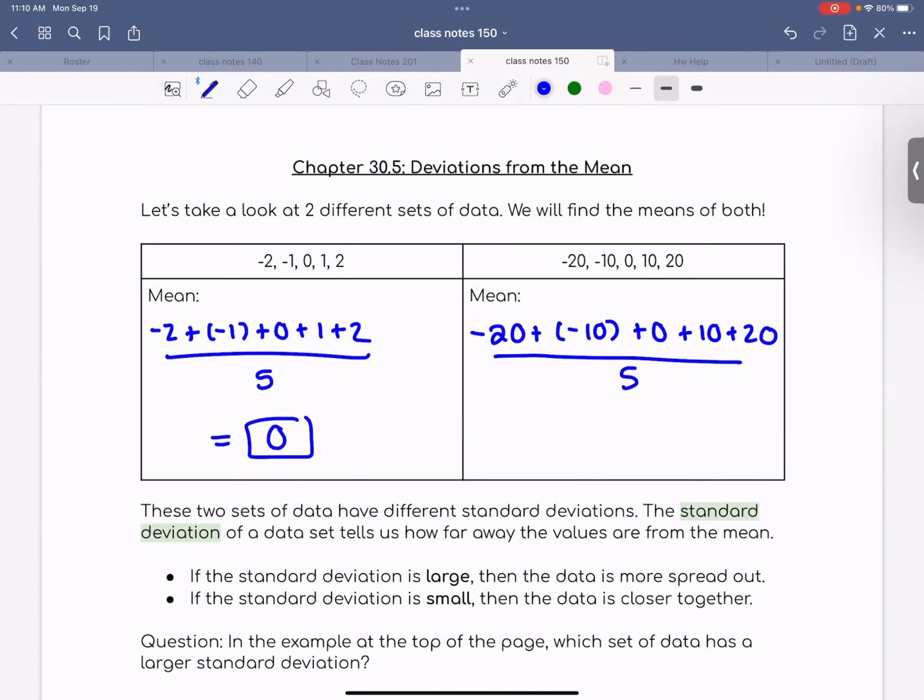Like they kind of cancel each other out in both cases, right? The -2 and the 2 cancel each other out, and the -10 and the 10 cancel each other out. So the means are actually the same for these two sets of data. The data on the left has the same mean as the data on the right. So what exactly makes the two sets of data different? Aside from the numbers.